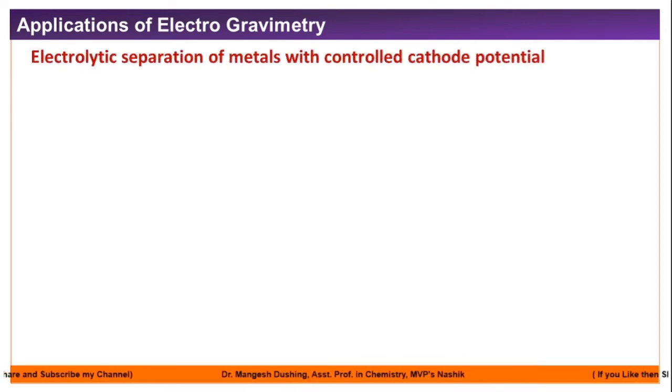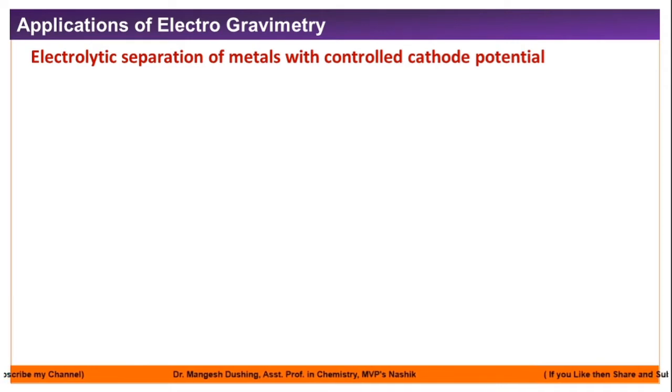Friends, the main application of electrogravimetry is electrolytic separation of metals by using controlled cathode potential. This is a coulometric method of analysis. This method is used to separate two metals which differ in their deposition potentials by an adequate magnitude, so that one metal can be deposited on the cathode in preference to the other metal.